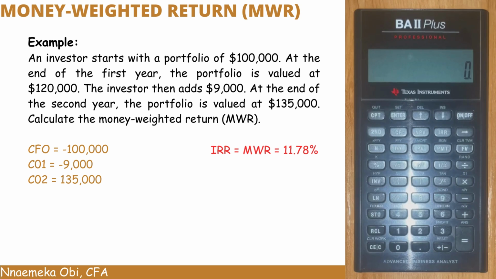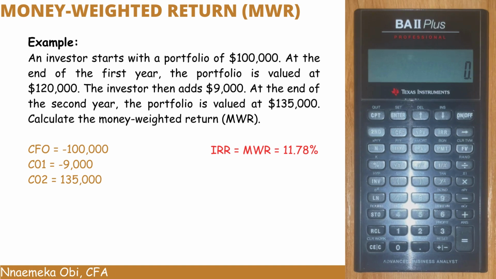In this section, we are going to learn how we can use the calculator to compute the money weighted return. So let's look at this example. An investor starts with a portfolio of $100,000. At the end of the first year, the portfolio is valued at $120,000. The investor then adds $9,000. At the end of the second year, the portfolio is valued at $135,000. So we are asked to calculate the money weighted return.